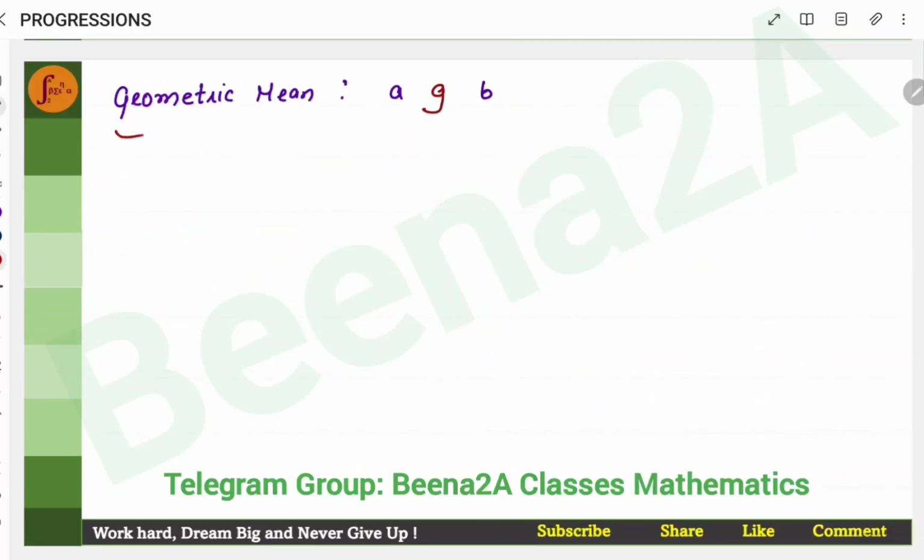Now let's look at the geometric mean. Similar to the arithmetic mean, if you have two terms a and b, the term in between a and b becomes the geometric mean. So in this case, G is the geometric mean.